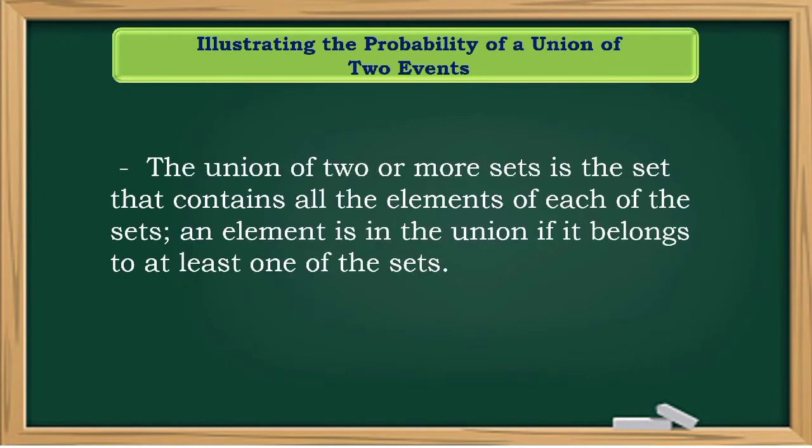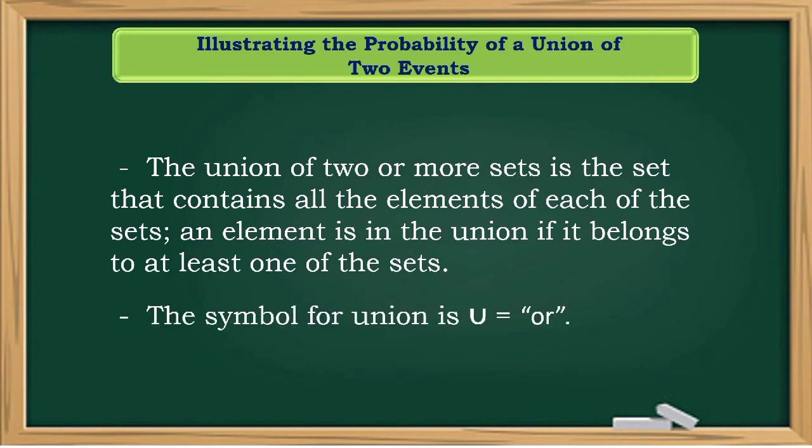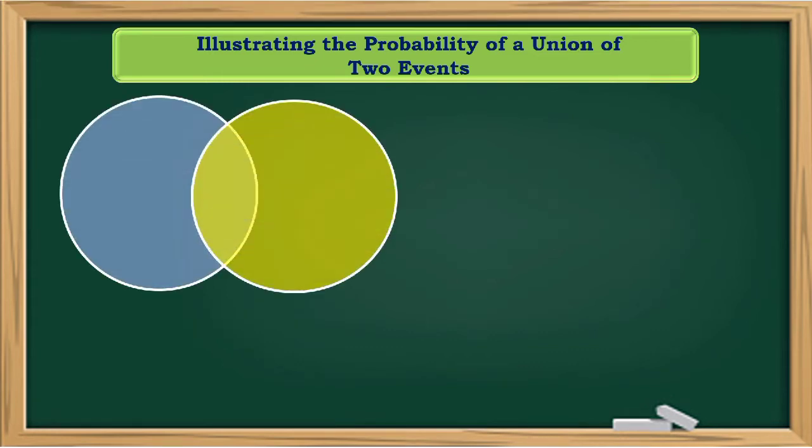The union of two or more sets is the set that contains all the elements of each of the sets. An element is in the union if it belongs to at least one of the sets. The symbol for union is ∪ and is associated with the word OR. A union B is the set of all elements that are in A or B.